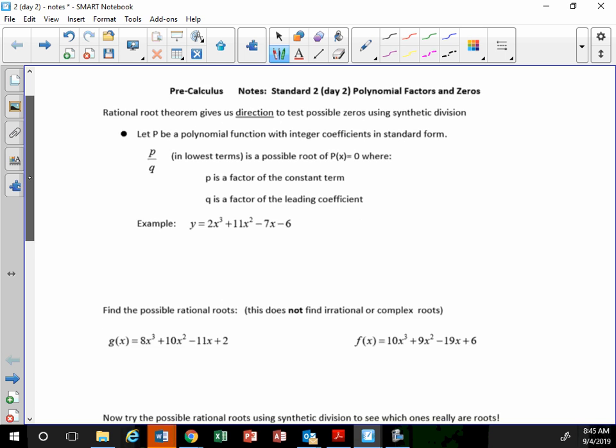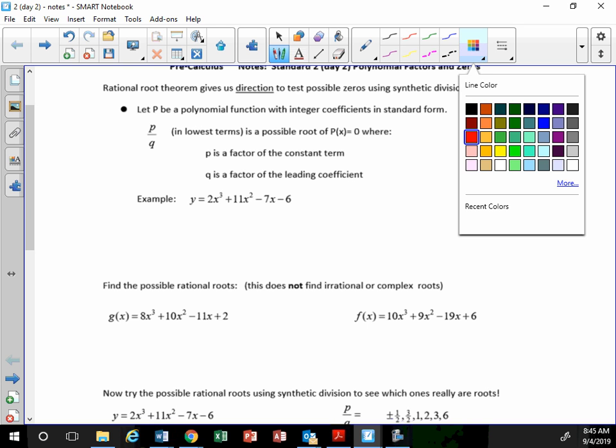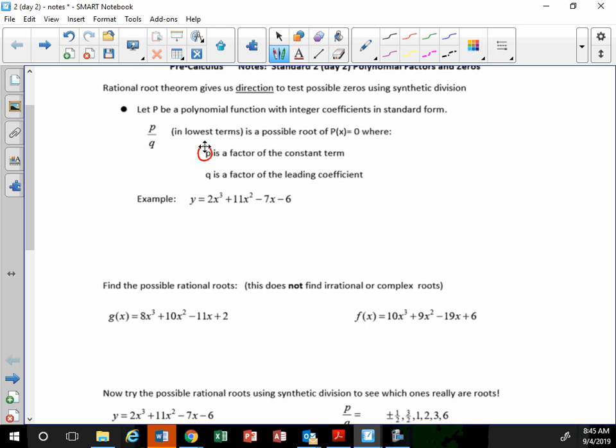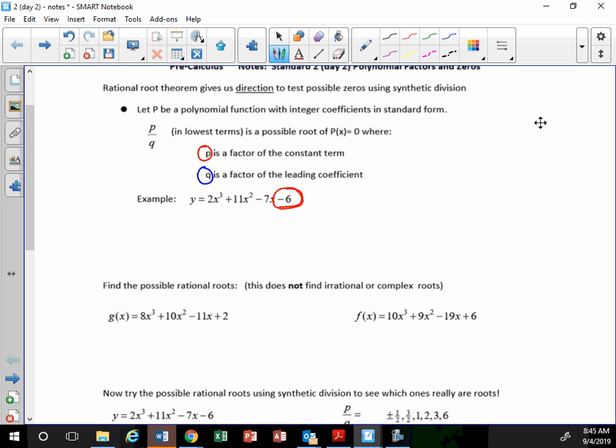So we're going to do what's called our PQ list. So your P is the factors of your constant term. Okay, so remember the constant is the one without any variable. And then Q is the factors of the leading coefficient. So you always have to make sure it's written in the correct order. All right, so we're going to go ahead and make our P over Q list here.